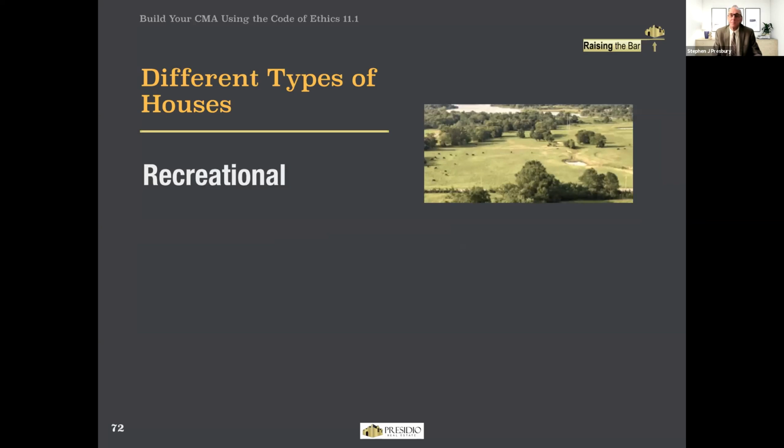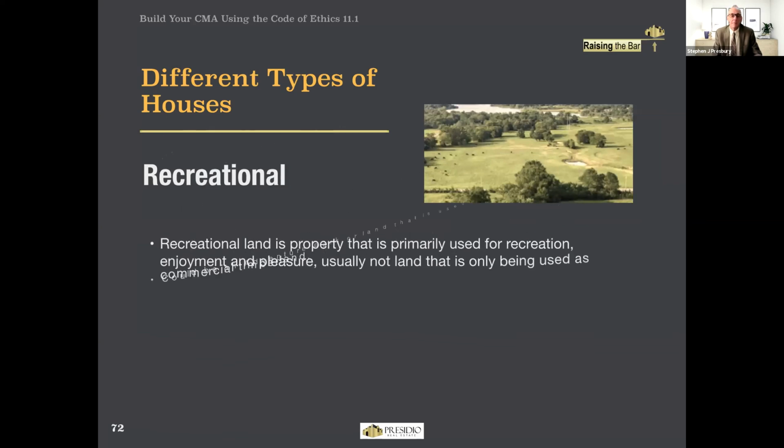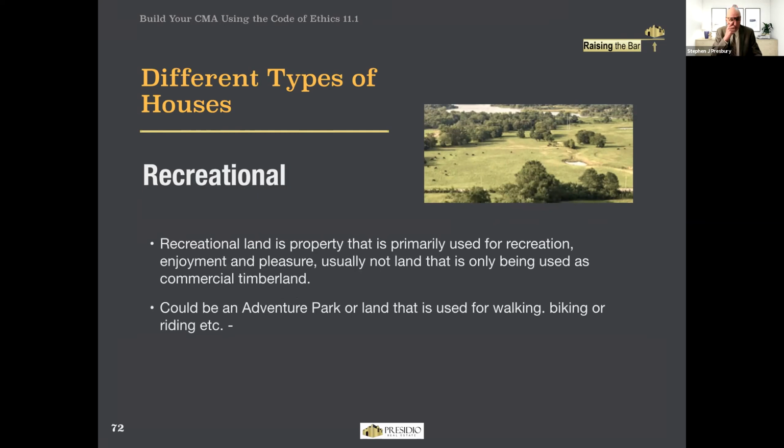Okay, recreation. Look at that, huh? Recreational land is property that is primarily used for recreation, having fun, enjoyment, pleasure. Usually not land that is also being used for commercial timberland. Okay, it's usually solely for recreation. Could be an adventure park or land that's used for walking or biking or riding or whatever it may be. But that's recreational land. Has anybody here sold any recreational land? No, I haven't either.